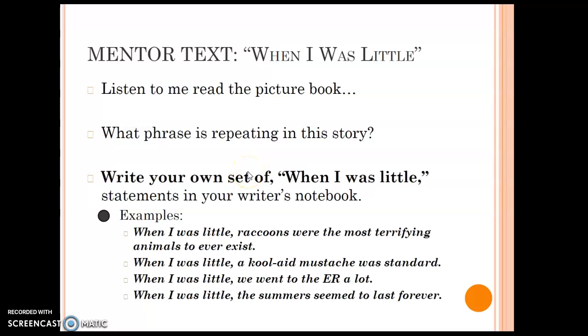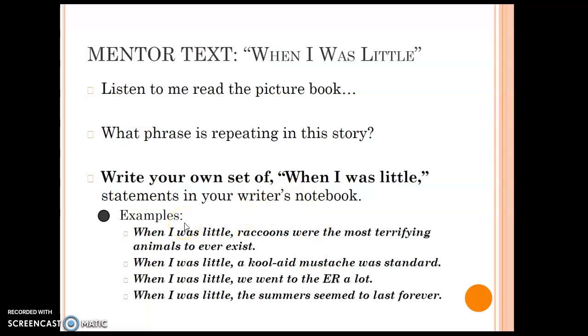And so I'm asking kids to brainstorm some sentences, because the goal is maybe you pick one of these to write about. So when I was little, raccoons were terrifying. When I was little, Kool-Aid mustaches were standard. When I was little, we went to the ER a lot because we usually got stitches and we were crazy. There were 4 of us. When I was little, the summers seemed to last forever.